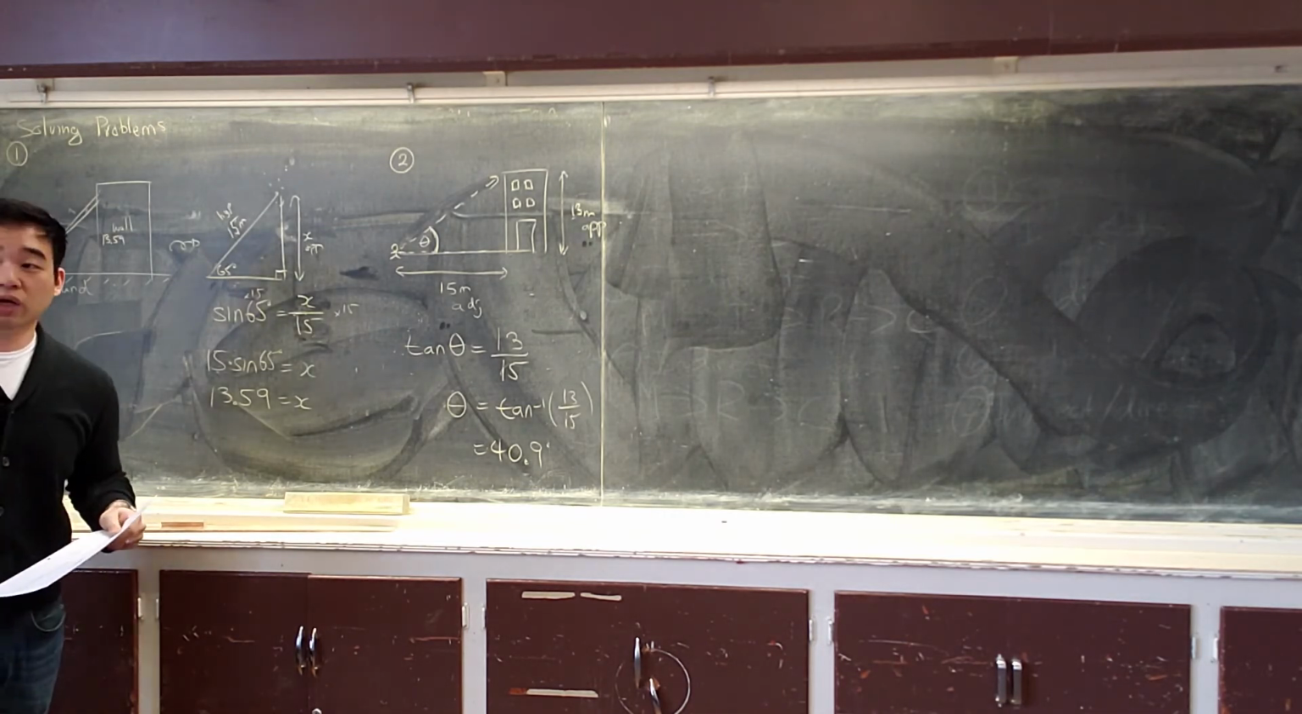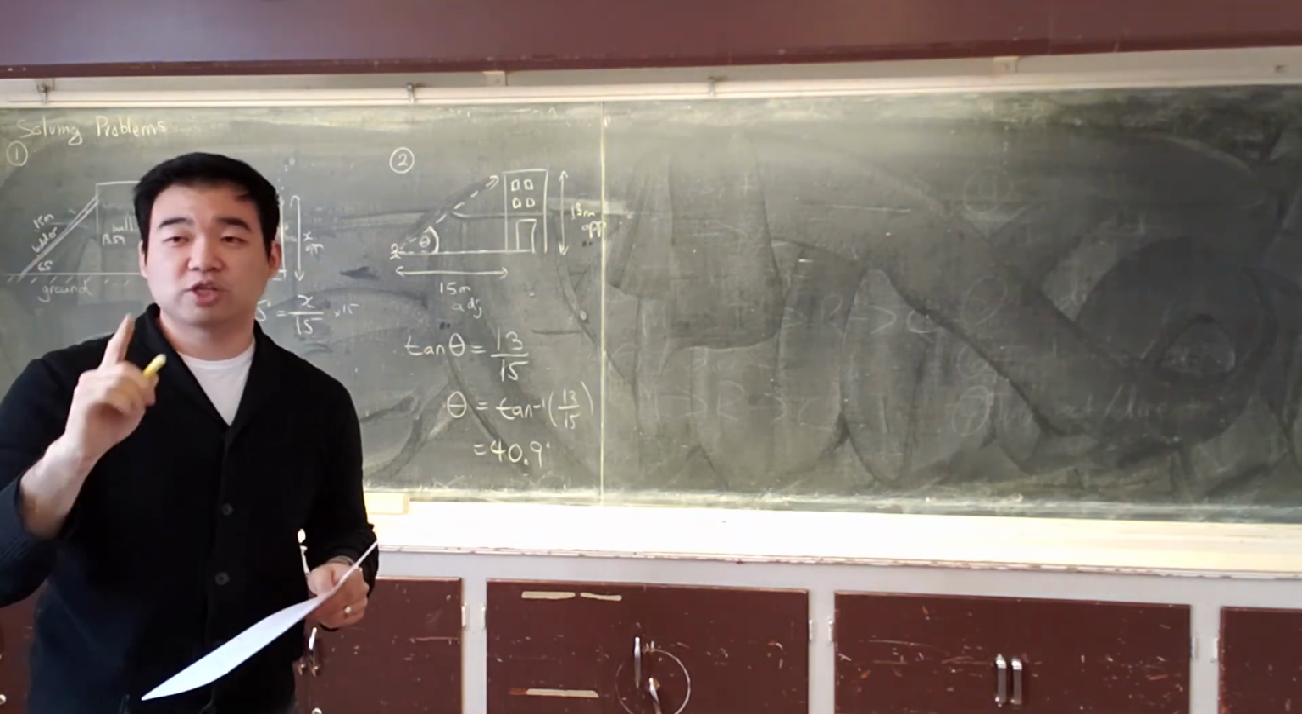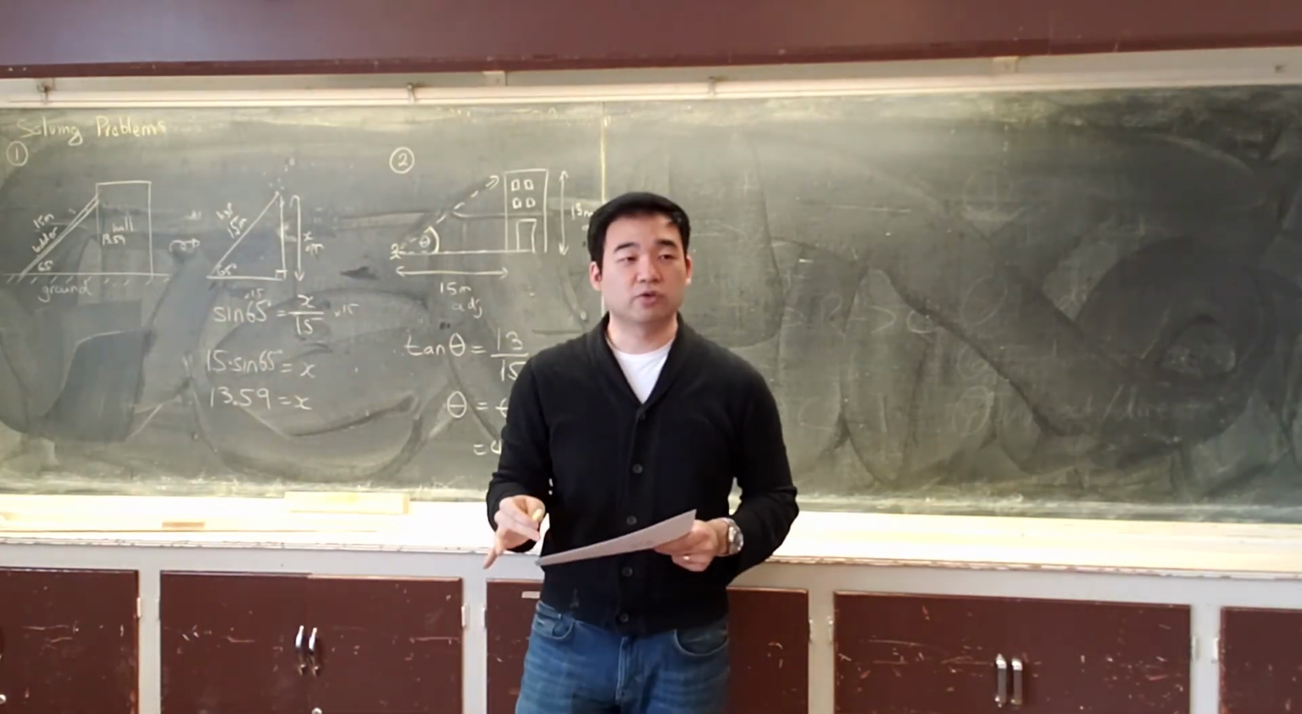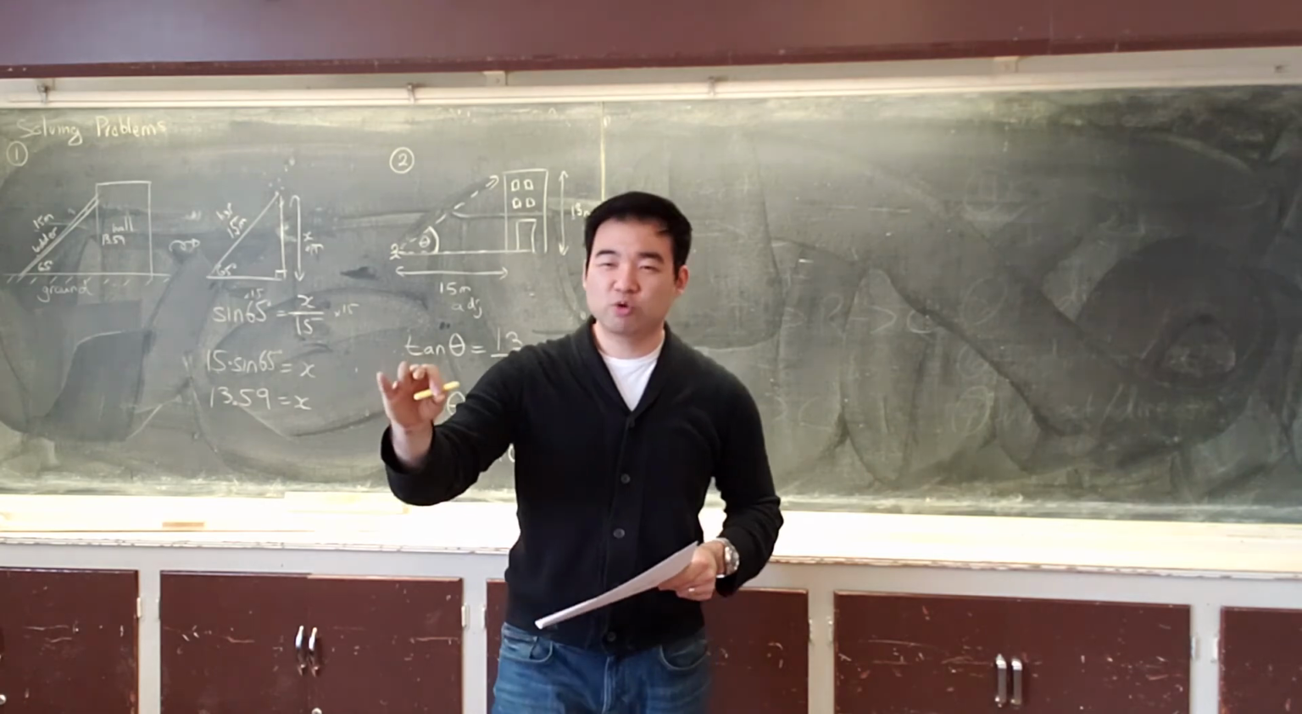Lastly, because we already talked about angle of elevation and depression, there's one more thing I want to review: how to label triangles properly. Let's see how much you remember from elementary school.